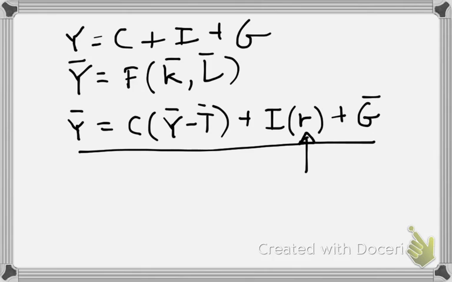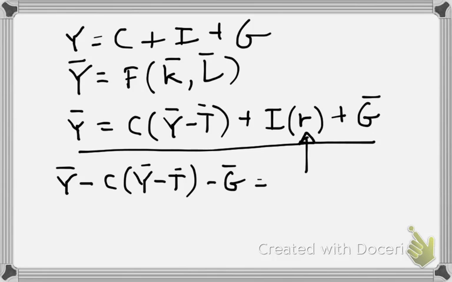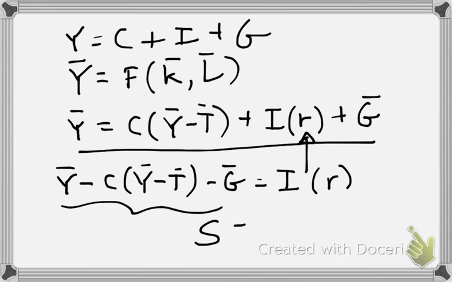We rewrite the equation to have y minus c of y minus t bar minus g bar equals I of r, and all of this on the left-hand side is what we call national savings. It's GDP minus consumption minus government spending in a closed economy. So we call that savings, and our basic equation then is that savings has to be equal to investment. We can then graph that.